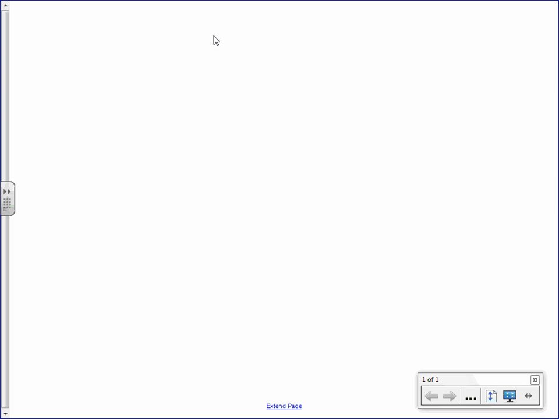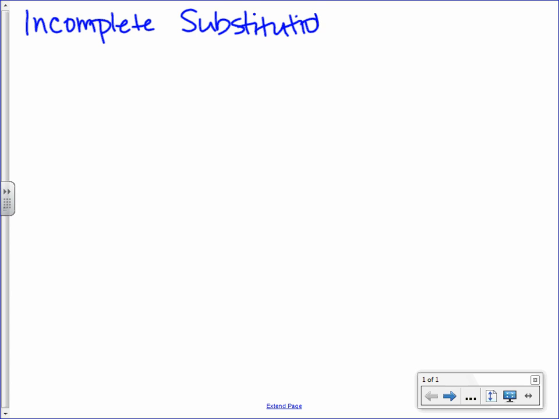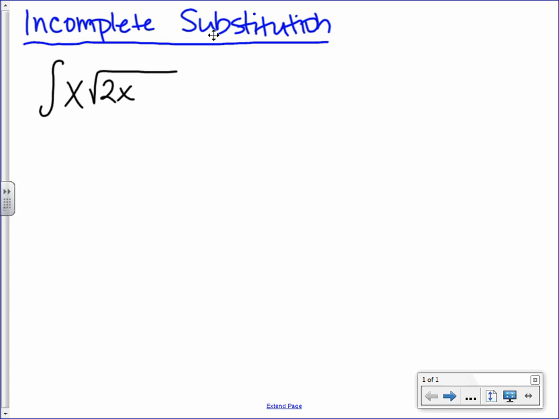All right. Today what we're going to talk about is incomplete substitution. Okay, so what does that mean? We're going to take a look at the integral of x times the square root of 2x minus 1 dx.